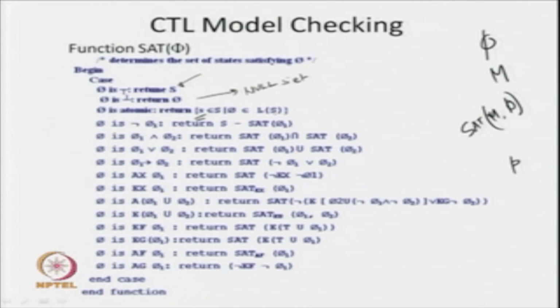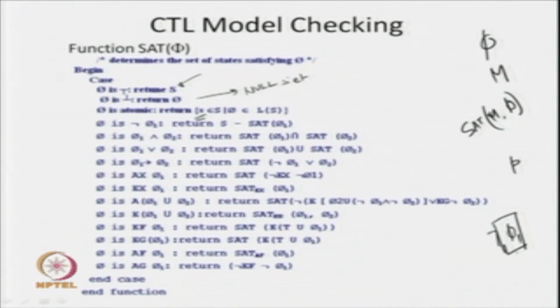Okay. Now, if my given formula phi is the negation of, say, phi 1. So, I am giving a formula phi which is a negation of phi 1. You just see that I am saying negation of phi 1. So, when we are going to look at this particular formula, phi 1 is a sub formula of this given formula.